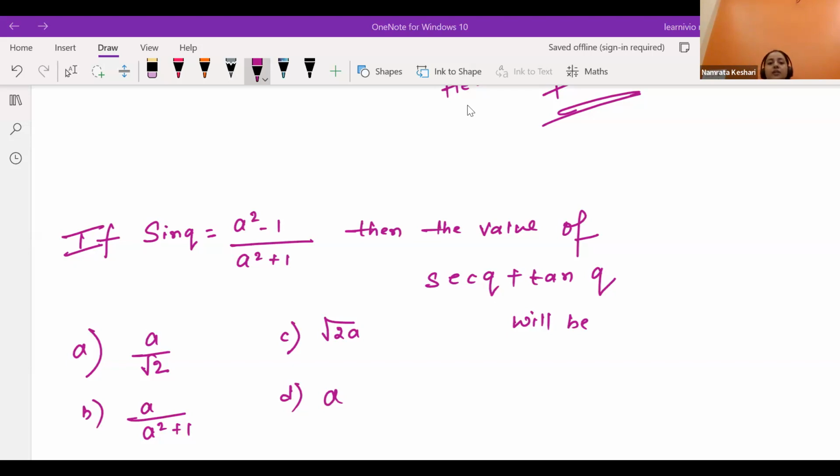How did you do this? Anyone who has already done it? Yes. How did you do it? Aisha, Harshit, Zanab. How did you do it? Fazan.